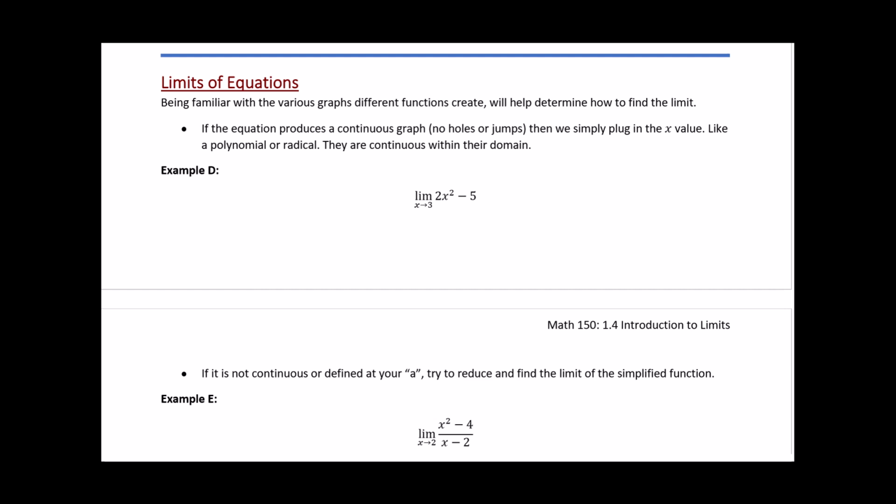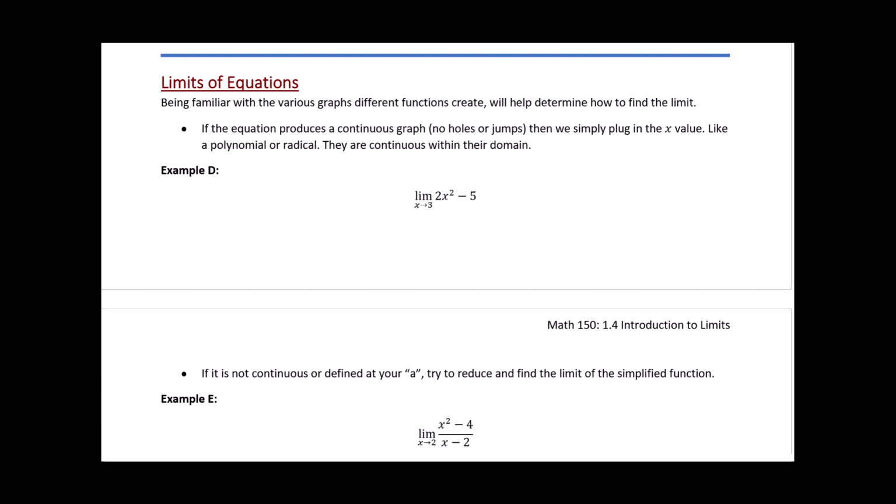Now let's look at how to find limits on equations. Knowing what the graphs look like for different functions is really going to help us figure out how we want to find the limit. One note on this first example: if the equation gives us a continuous graph, meaning there are no holes, no jumps, it doesn't skip anywhere, then we can simply plug in the value for x, because what it's approaching would be what the function value is. So they're continuous within their domain.